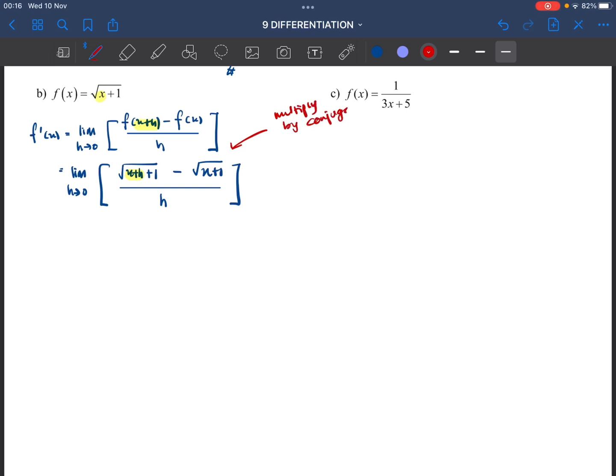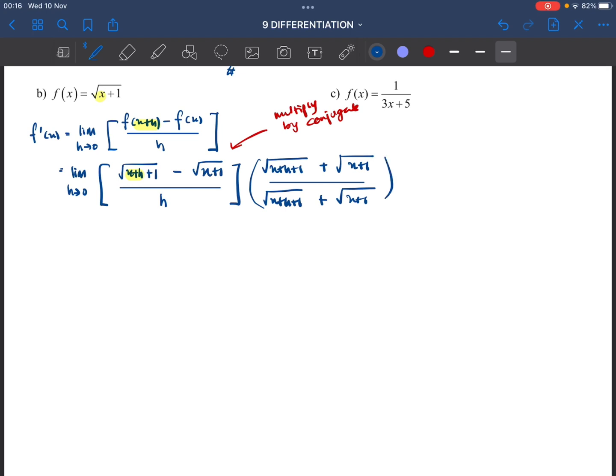So we are going to multiply by conjugate, darabkan dengan conjugate. Square root kita berada dekat numerator, so this is numerator kita, so conjugate dia akan jadi square root of x plus h plus 1, so we change the sign here, plus square root of x plus 1, so over the same thing, we have square root of x plus h plus 1 plus square root of x plus 1.